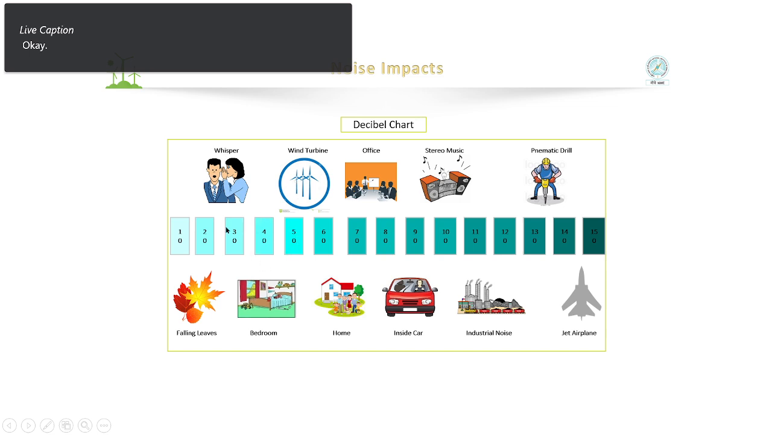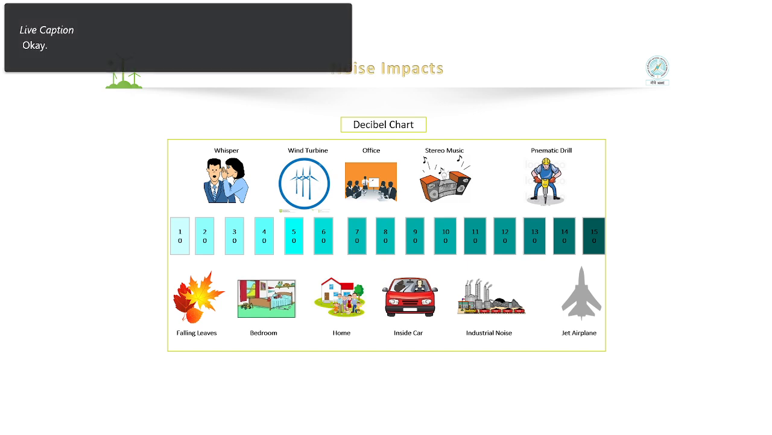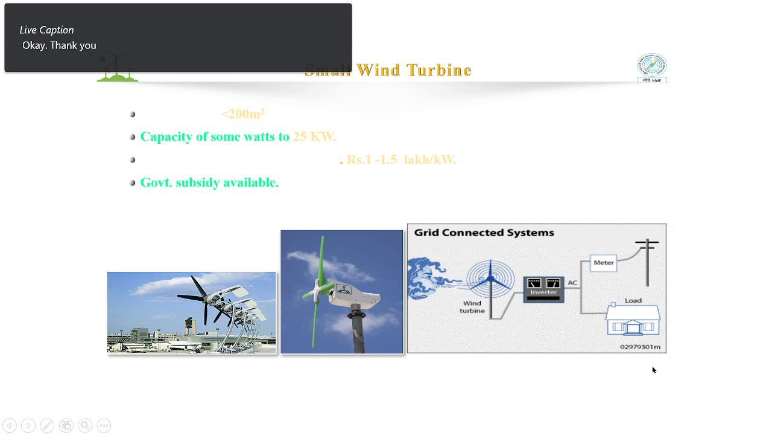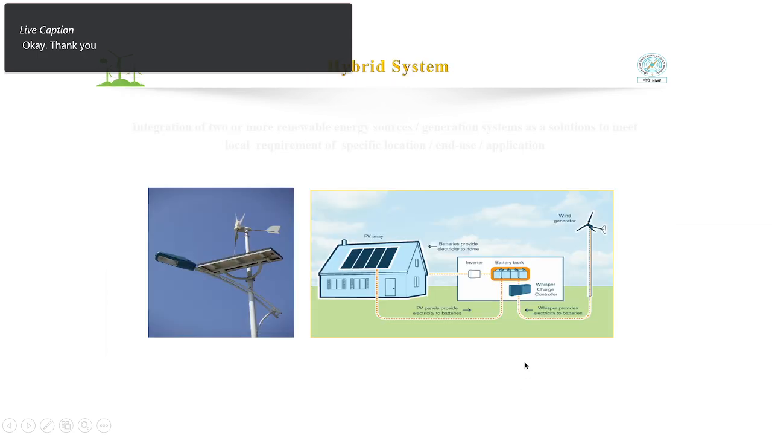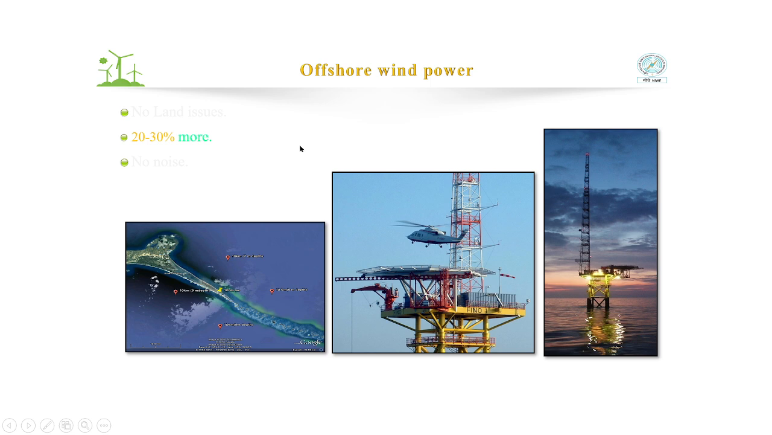A whisper maybe 30 or 20. Falling leaves maybe 10 or 20. It's a decibel chart, just to give an idea. Then I think let's skip small wind turbines for the time being. Offshore wind, I think, will give 20 to 30% more energy.